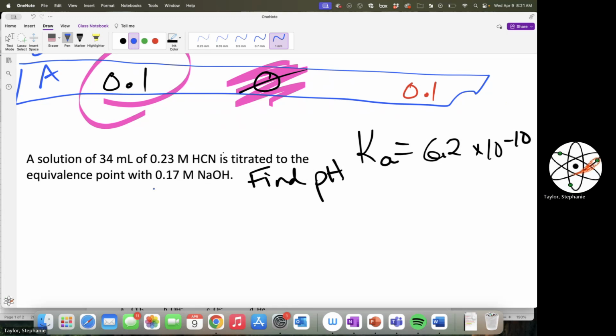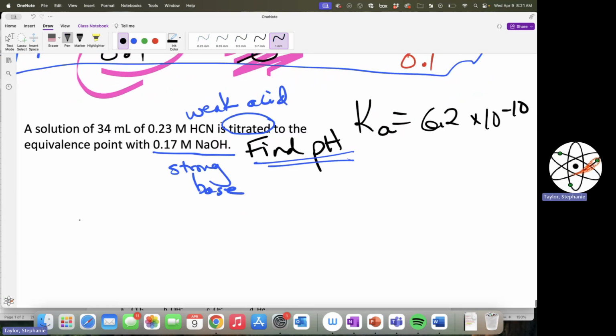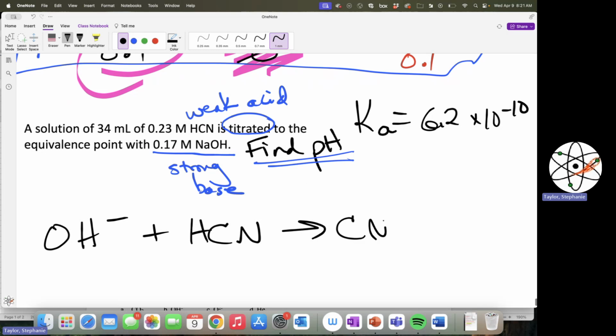So my goal is to find pH. I do have the word titrated. That's helpful. I've got HCN. That's a weak acid. Also, there's a Ka value for HCN. It should be better worded. And I have this other thing here, which I can recognize as a strong base. I'm going to go ahead and set up a BCA table, because that's what I do when I have these species. Plus HCN is going to make CN minus and water.